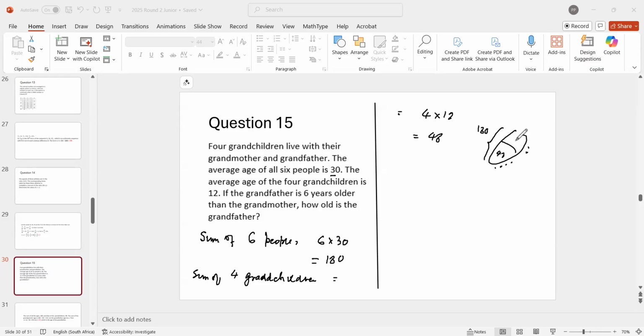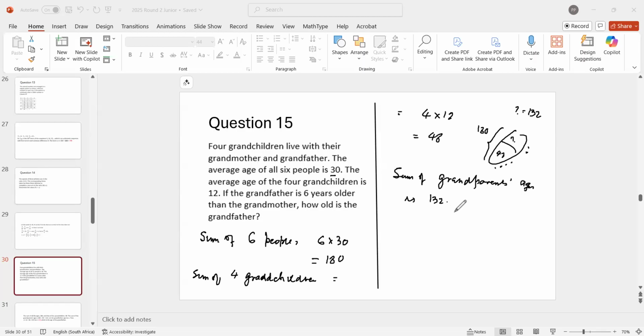So the extra is coming from the grandparents. So this will have to be 132. So the sum of the ages of the grandparents, the sum of the grandparents' ages is 132. Now they say the grandfather is 6 years older than the grandmother. How old is the grandfather?